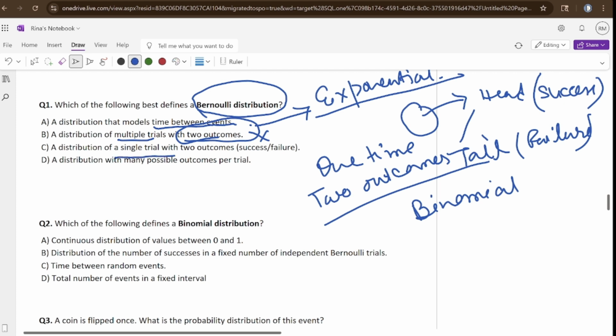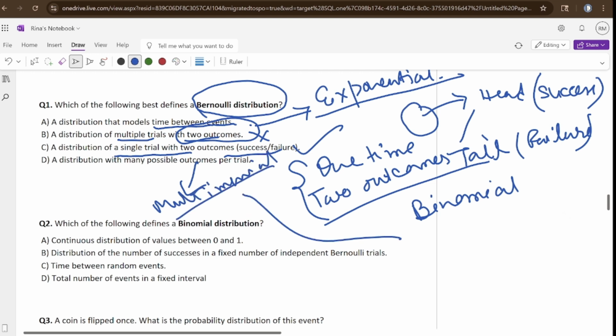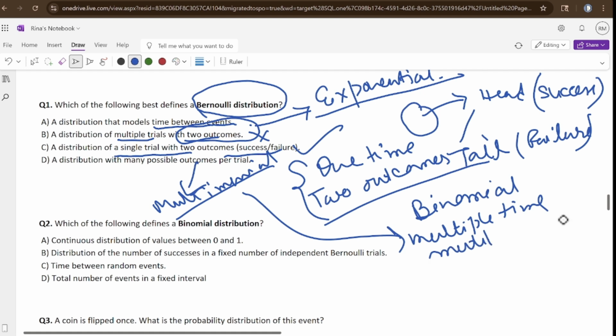A distribution of a single trial with two outcomes. That's what we have discussed. Single trial, two outcomes. A distribution with many possible outcomes per trial. This means multinomial distribution. That means here trial is also multiple times and the outcomes are also multiple types. Okay. Let's discuss all of them by an example.